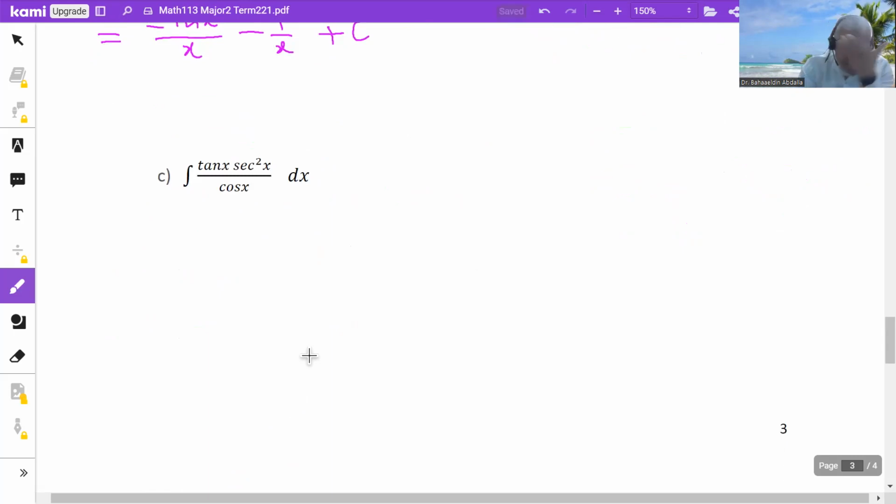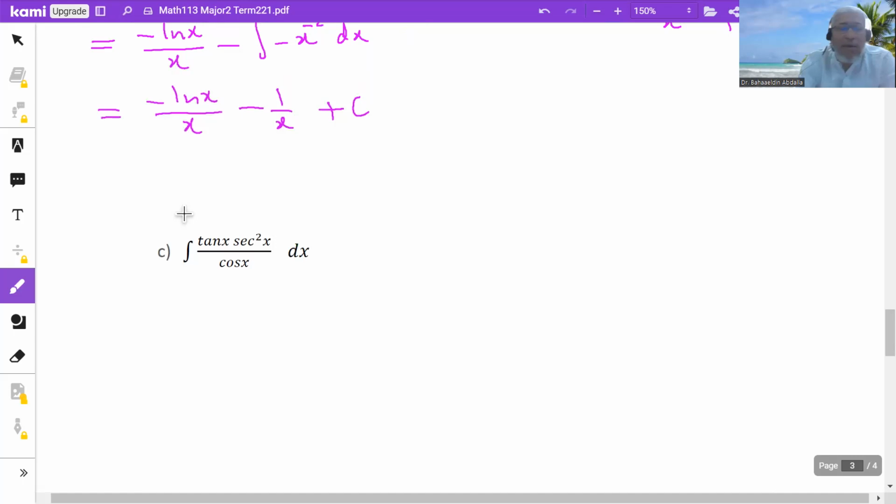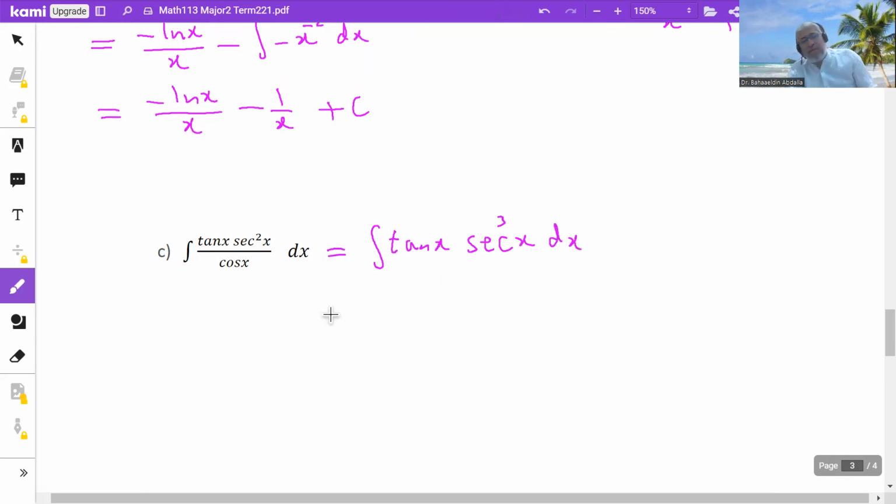Well, I have tan x times secant square x times 1 over cosine. Well, 1 over cosine is secant. So if I write this as tan x secant square, and this is 1 over cosine, so if you bring it up, it would be another secant. So secant square times secant, so I'll have secant cube x. So in fact, this is tan x times secant cube.